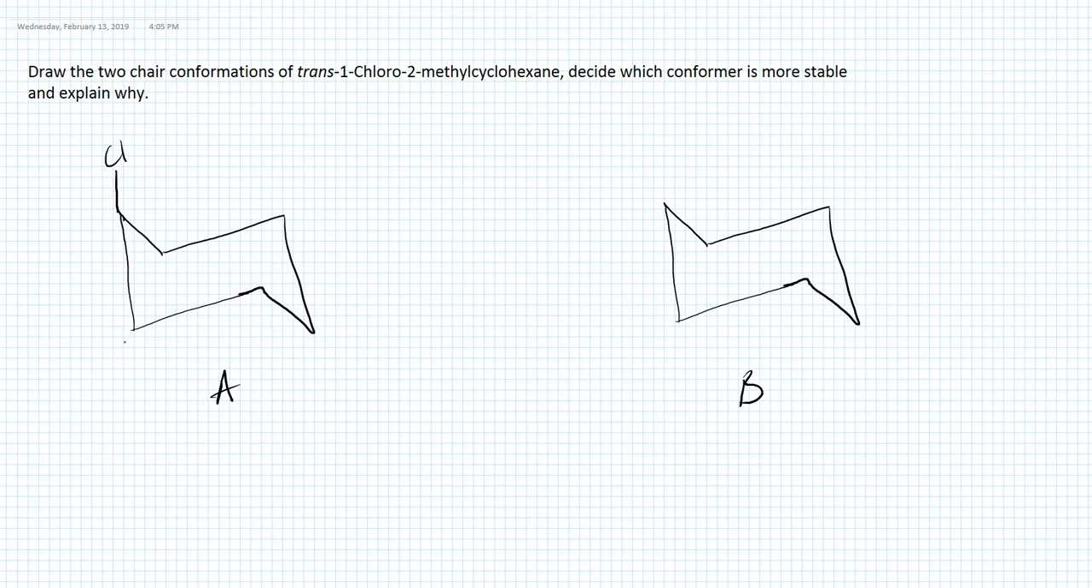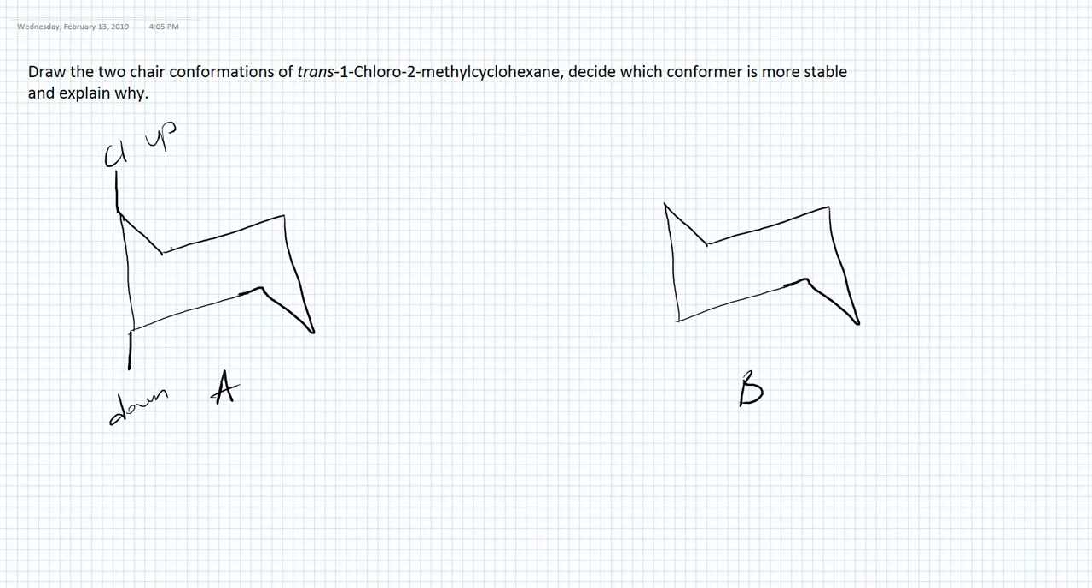Okay, so the next group, which is the methyl substituent, should be on this carbon 2, but in which position, axial or equatorial? So we have to decide this one. If we place it in the axial position this way, let's place it here. So this chlorine is facing up and this methyl group is facing down. So basically they are on opposite faces of the 4 carbon plane. So this is definitely a trans.